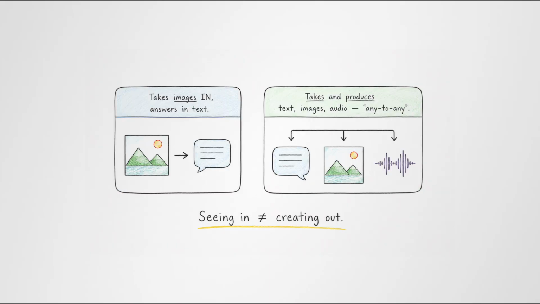One distinction worth getting right. Many models can take images or audio in, but still only respond in text. That's already multimodal. A smaller, newer group is any-to-any, able to take in and produce multiple modalities, like answering with a generated image or spoken audio. So, multimodal doesn't automatically mean it can create everything it can perceive.